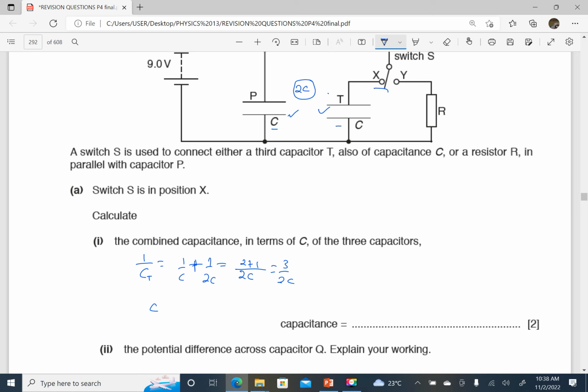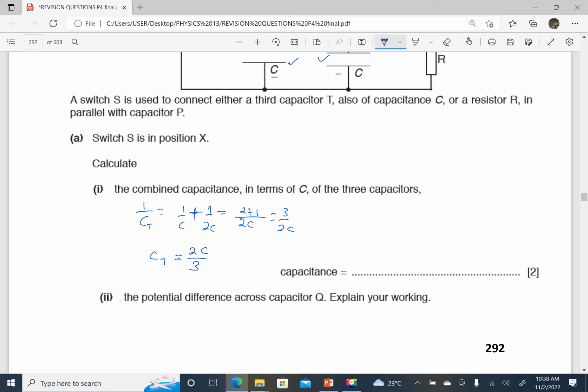So the total capacitance C total is going to be the reciprocal, which is 2C divided by 3. When you press your calculator, 2 divided by 3 is around 0.67. So I can write my answer as 2 over 3 times C, or 0.67C. That is the total capacitance there.